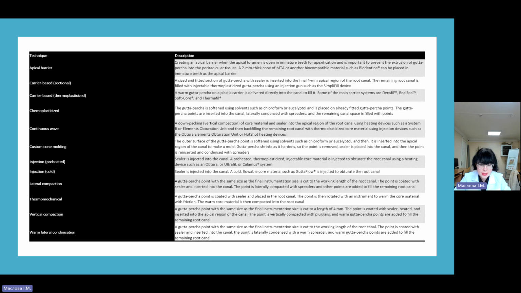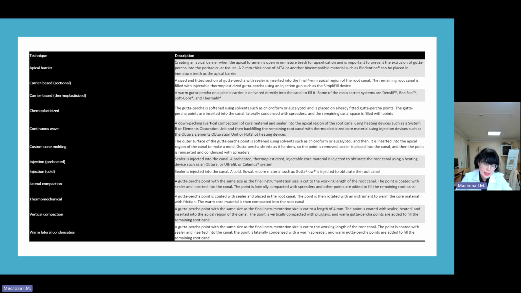Vertical condensation: a gutta-percha point with the same size as the final instrumentation size is cut to a length of 4 millimeters. The point is coated with the sealer, heated, and inserted in the apical region of the canal. The point is vertically compacted with pluggers, and warm gutta-percha points are added to fill the remaining root canal.